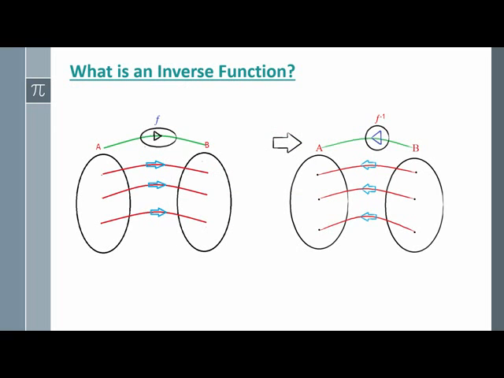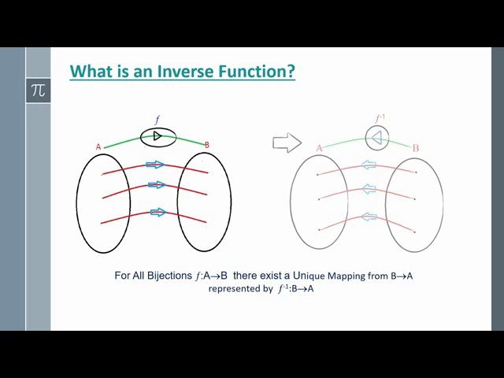Assume that we want to map an element of B back to its corresponding element of A. In such a situation, we use the f inverse function. For every bijection f from A to B, there exists a unique mapping from B to A denoted by f inverse from B to A. The function f raised to the power -1 is known as the inverse of f.